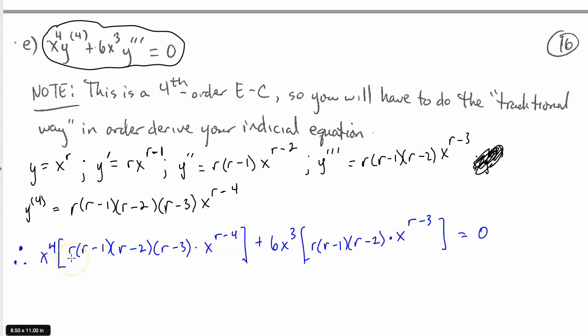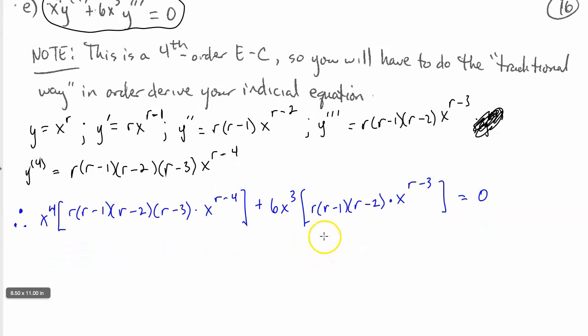Now, from what we see here, if I take this x to the fourth and I multiply it times this x raised to the r minus 4, the 4 and the minus 4, due to our exponent rules, will add together to be 0. So all I will end up having here is x raised to the r times all this business here. Okay. So because of that, I know that this next step is just going to be x raised to the r times r minus 1 times r minus 2 times r minus 3.